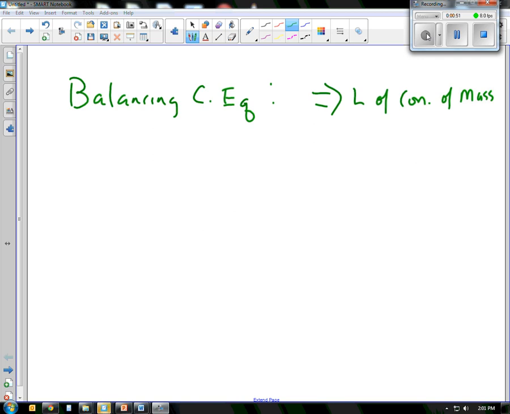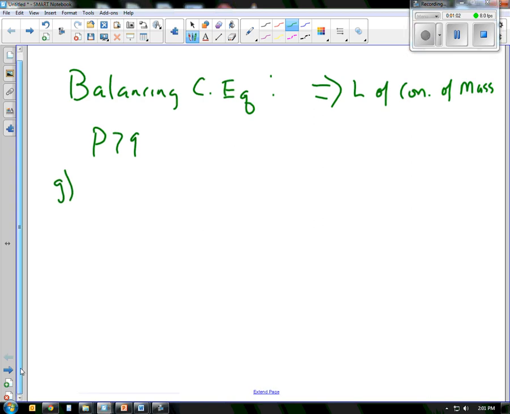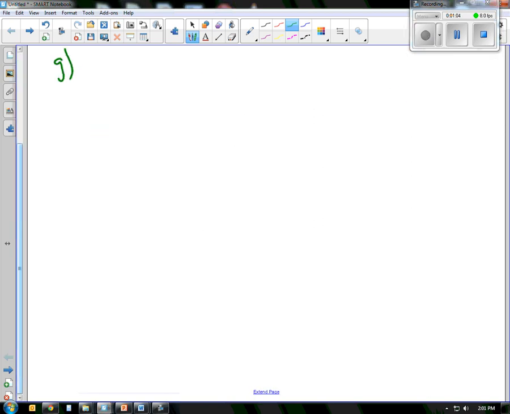So if we take a look on page 79 of your workbook, we'll take a look at G, and just see how to go about that process of balancing again. So if you look at G, the unbalanced chemical equation right now says, what's the name of that compound? Borium. Now, is borium a metal or a non-metal? Non-metal. Do we know if it's ionic or molecular?